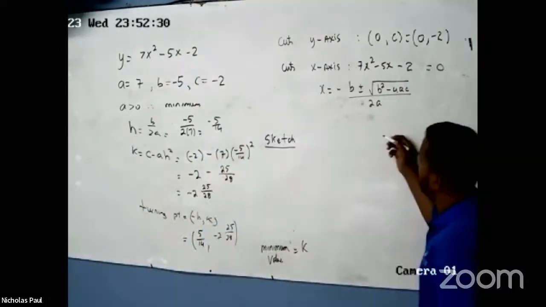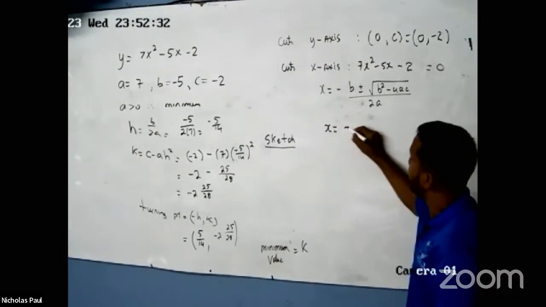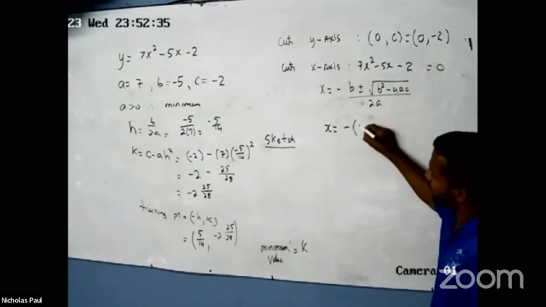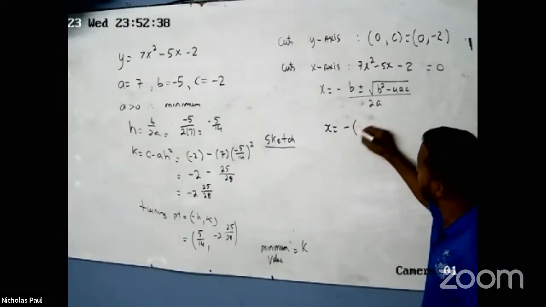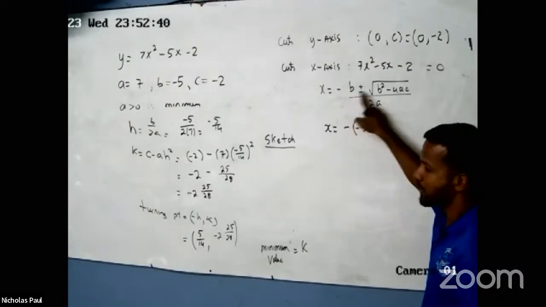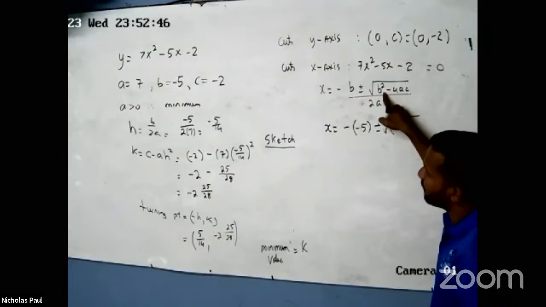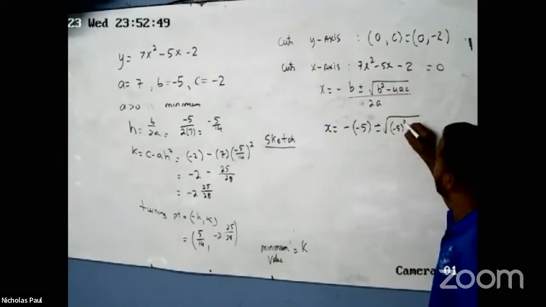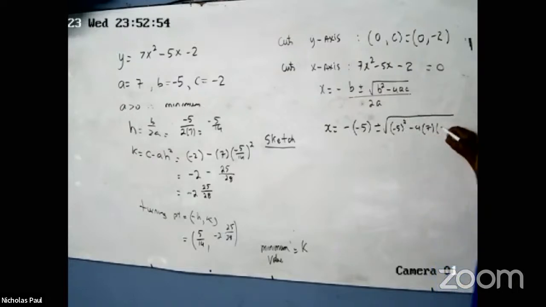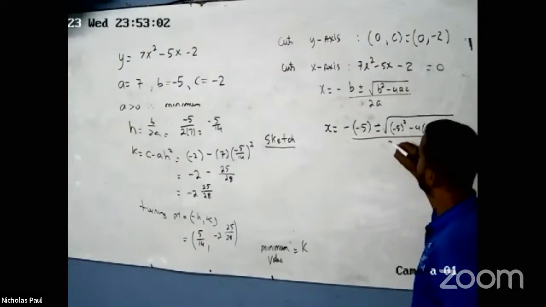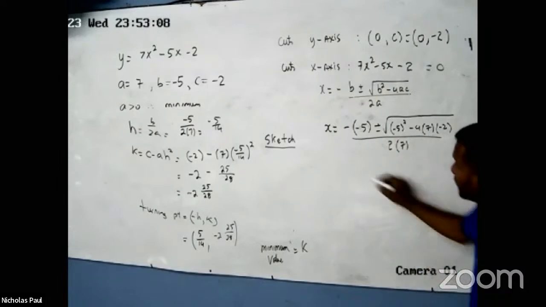So let's work it out the long way. This is minus B, so that's minus 5. I just plug in B, A, and C, right? Plus and minus the square root of B squared. That's minus 5 squared minus 4 by A by C. Do you okay with that, Amara? Plug in A, B, and C, right? All over 2 by A. A is 7. Okay? Now you're going to work this out.